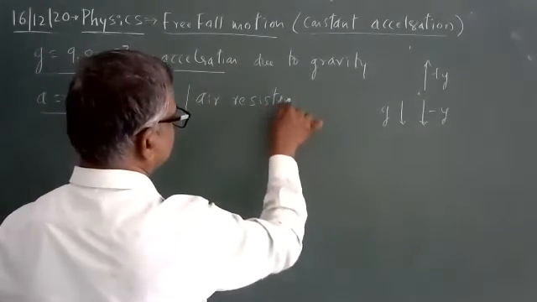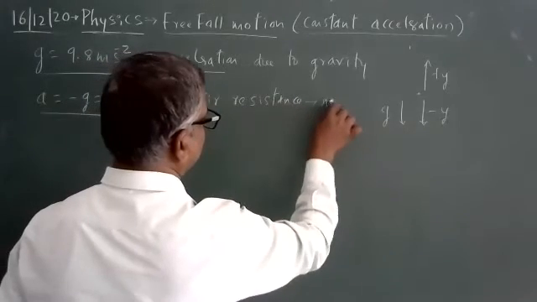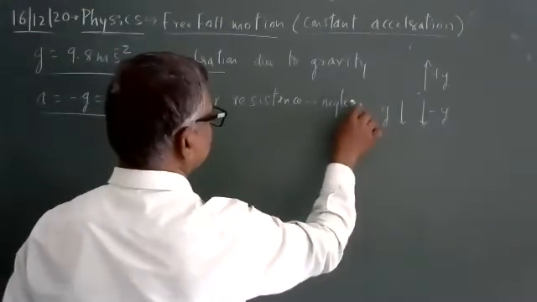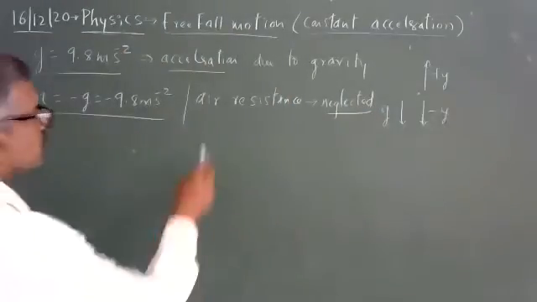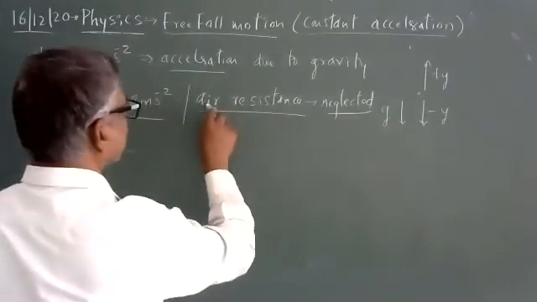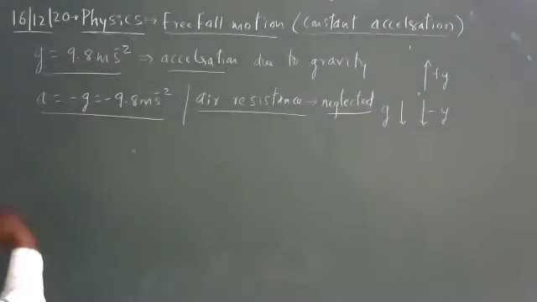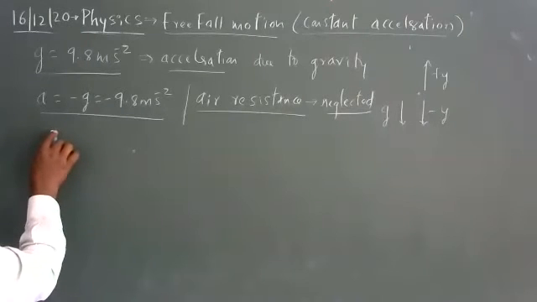Such motions, with air resistance neglected, are called free fall motions. There is no opposition. So what are the equations of motion? Because your initial position, you are going to release it.